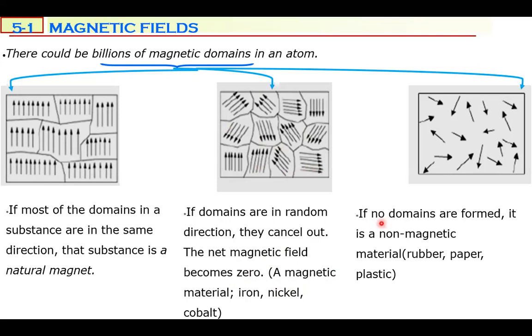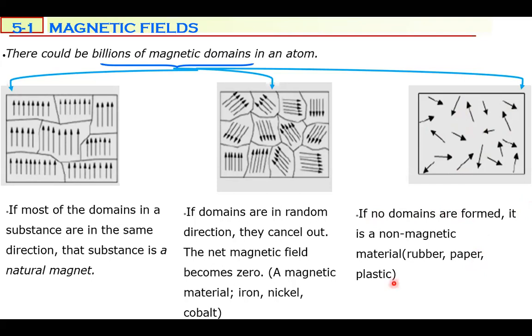Only domains are the magnets. Atoms have their own magnetic fields, but with no domains they cancel the effect of one another. If no domains are formed, it is a non-magnetic material like rubber, paper, plastic, and so on.